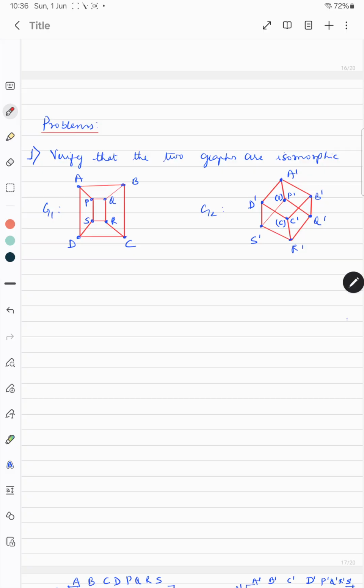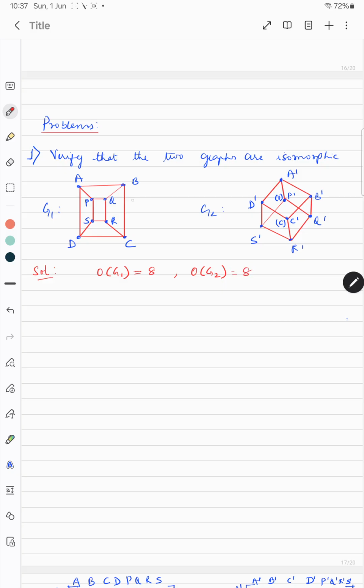Fine. So now, in order to verify that the two graphs are isomorphic, let us see whether all four conditions are satisfied or not. Let us consider the first graph. How many vertices are there? The order of G1 is equal to 8, and the order of G2 is also equal to 8.